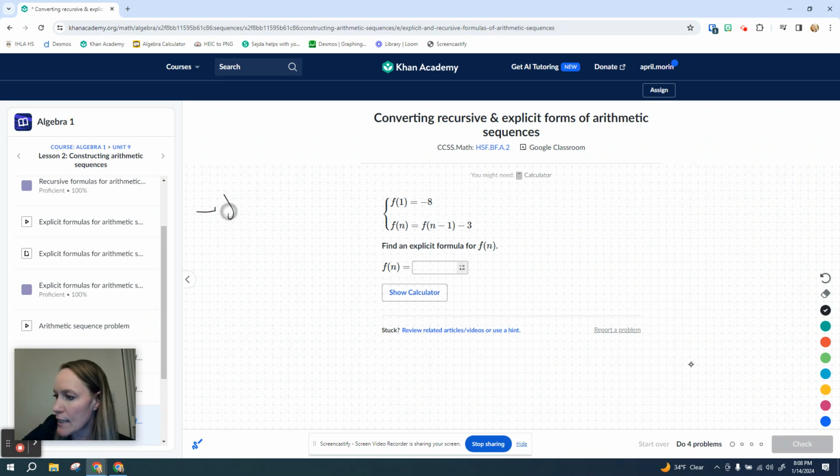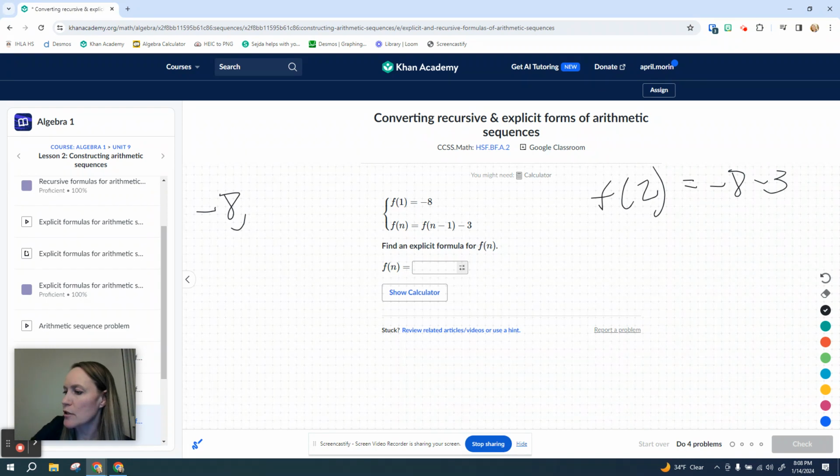First term is -8. Second term: I'm going to take the first term, which is -8, minus 3. So I'm just minusing 3. That's the pattern. So -8 minus 3 is -11, minus 3 is -14, minus 3 is -17. Okay, so I've got the first 4.